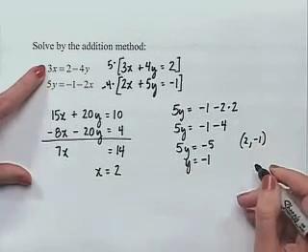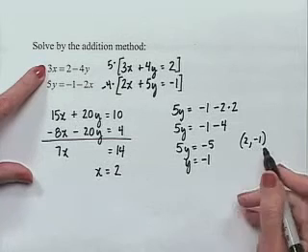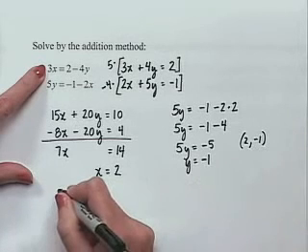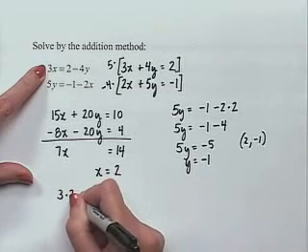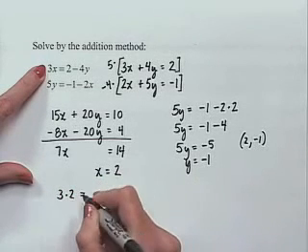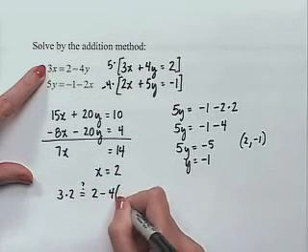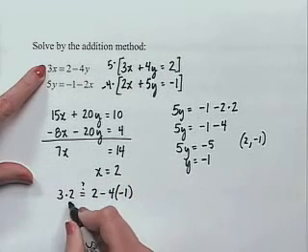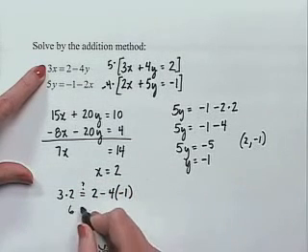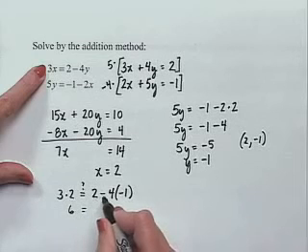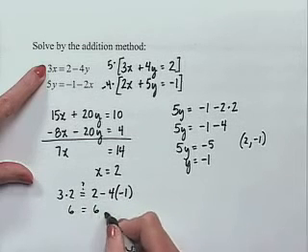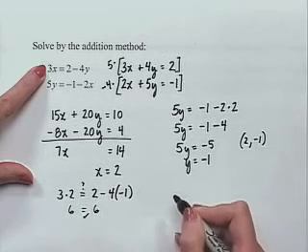Now, we'll substitute into our first equation to see what happens. We'll end up having 3 times 2. We want to see whether that's going to be equal to 2 minus 4 times negative 1. On the left-hand side, we end up with 6. On the right-hand side, 2 minus a negative 4 would also equal 6. So it does check in the first equation.